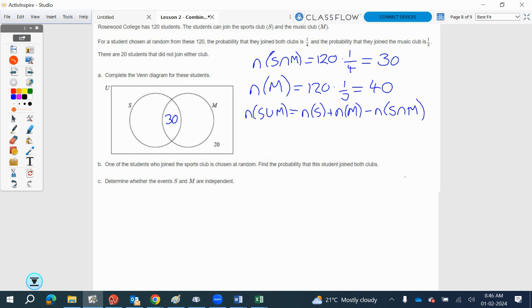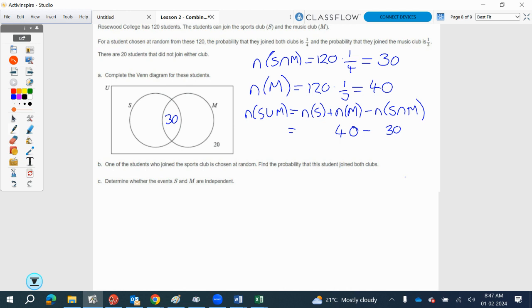Which ones of these do we have? We have the number of students in this one, which is 30. Sorry, this one's 30. This one's 40. We don't have these two. Can we calculate one of those two? No, we're missing two.